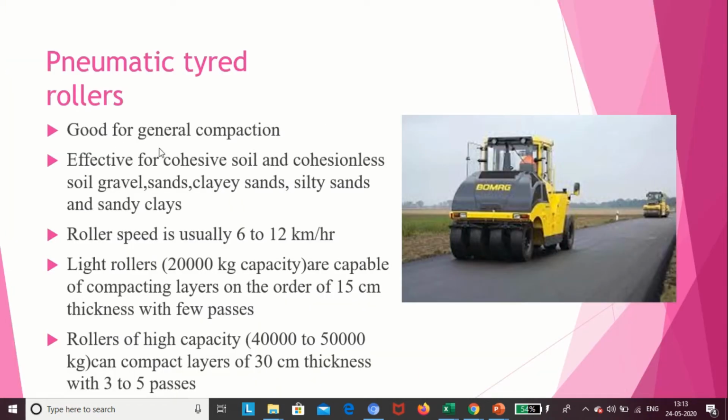Pneumatic tire rollers are good for general compaction. They are effective for cohesive soil and cohesionless soil, such as sands, clay sands, silty sands and sandy clays. The roller speed is usually 6 to 12 km per hour. The light rollers are capable of compacting layers on the order of 15 cm thickness with few passes. The rollers of high capacity can compact layers of 30 cm thickness with 3 to 5 passes. So these pneumatic rollers are generally used for general compaction.